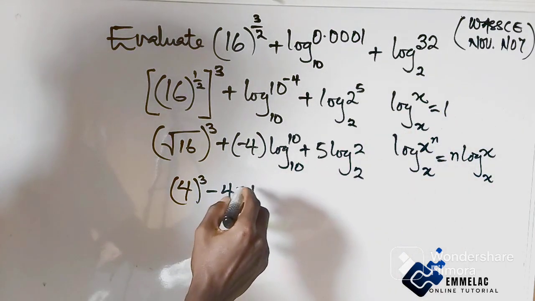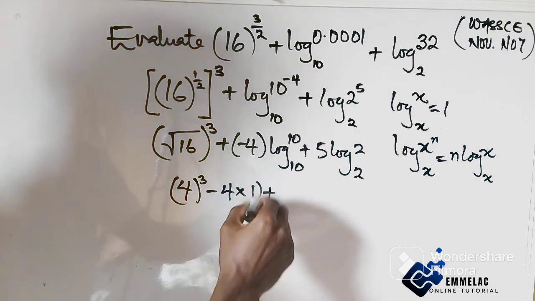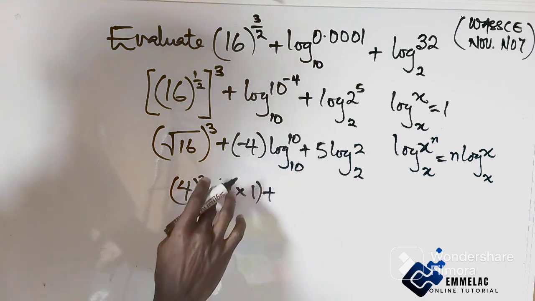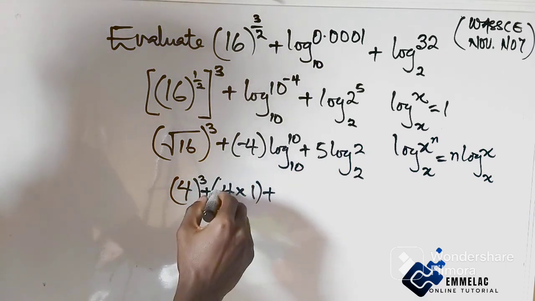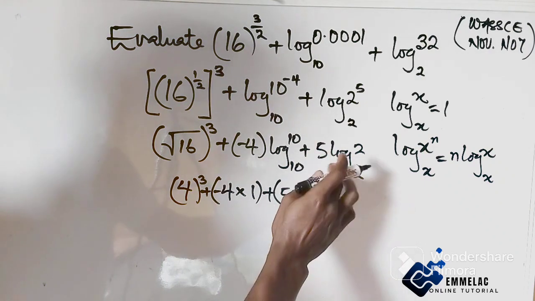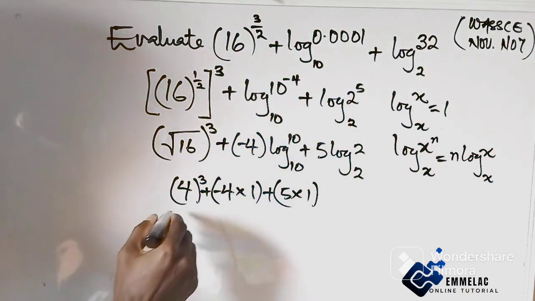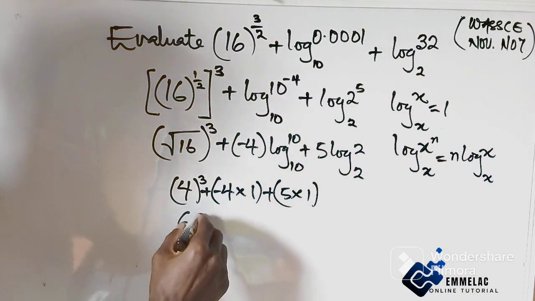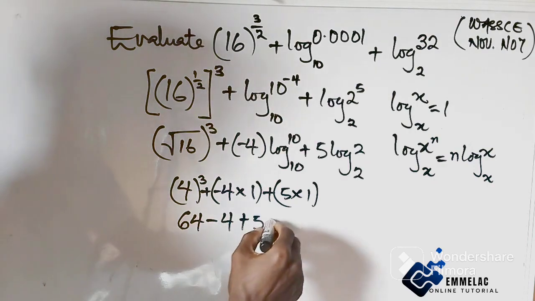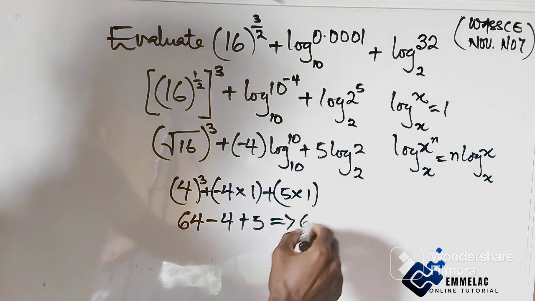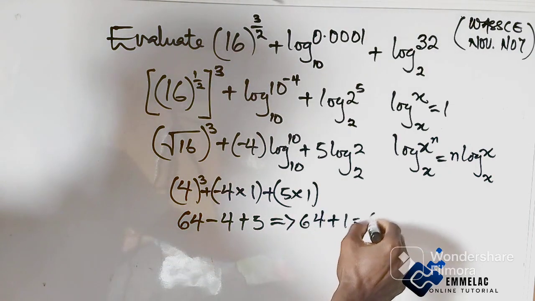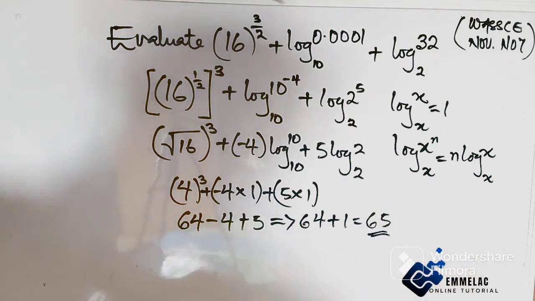times 1, now plus, okay, let me just put it here like this, plus, then here you have 5 times 1. This principle following this. So here we have 64 minus 4 plus 5. And this will now give us 64 minus 4 plus 5, which is equal to 65. And this is the final answer to this.